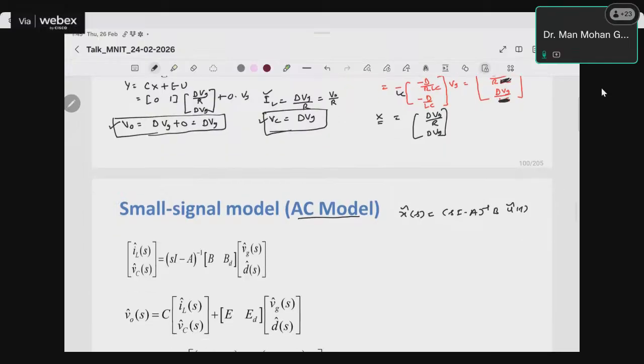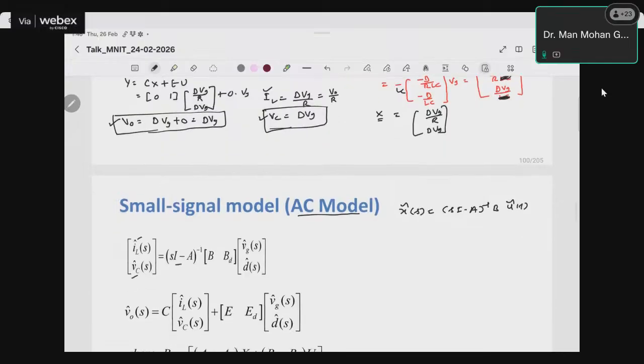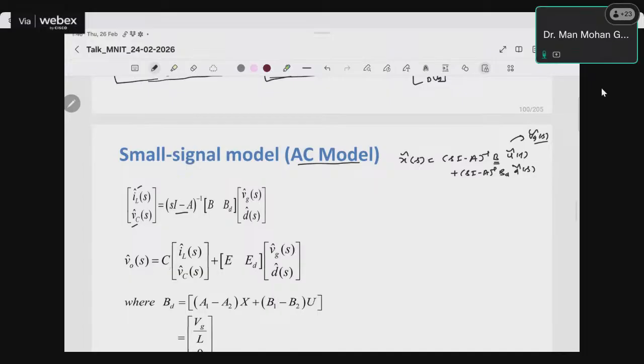So here x is IL and VC, (sI minus A) inverse, and B, because U is now, sorry, one more formula we had, BD plus BD into d of s. So here U is only having perturbation in Vg. In the non-ideal case, we will also include the perturbation in load current to make the modeling a bit more complex. So here we are taking the simple case of only one disturbance, that is Vg, right? So now the output V in this case will be C, right?